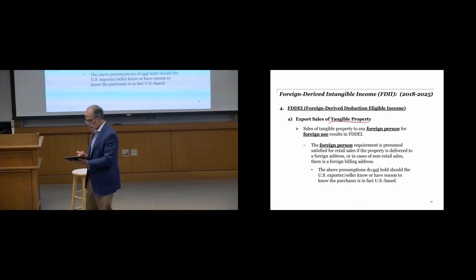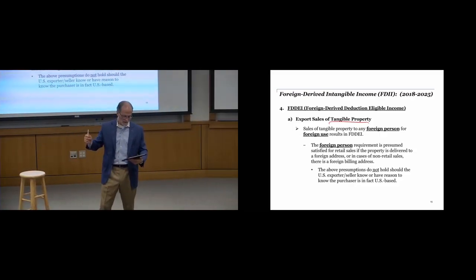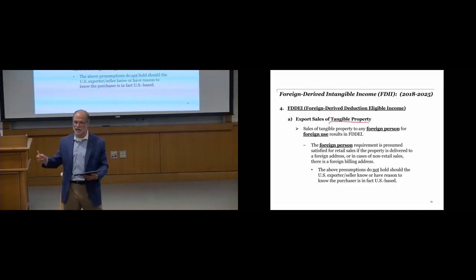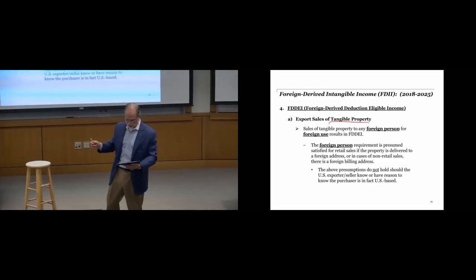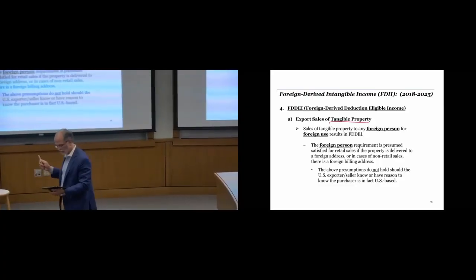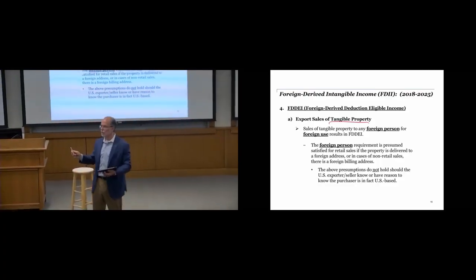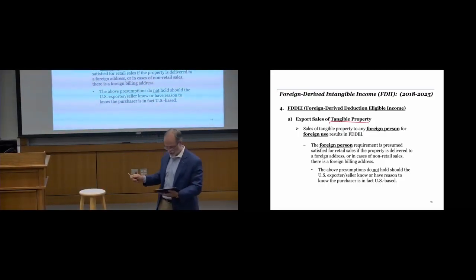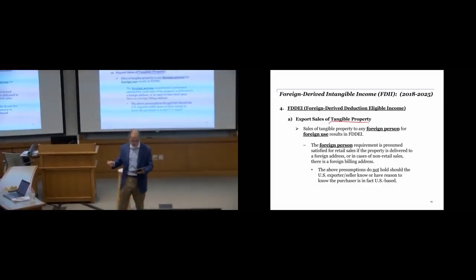So export sales of tangible property. Sales of tangible property to any foreign person for foreign use results in FDDEI. Okay. A foreign person requirement is presumed satisfied for retail sales if the property is delivered to a foreign address, or in the case of non-retail sales, if there is a foreign billing address. The above presumptions do not hold should the U.S. exporter or seller know or have reason to know the purchaser is in fact U.S. based.